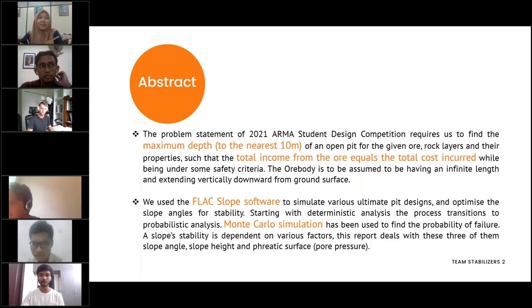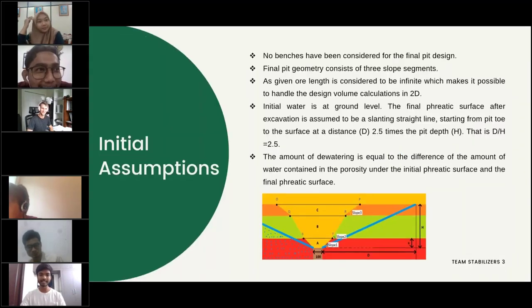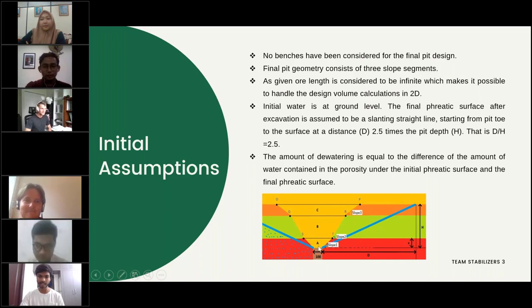The main challenge was to equalize the income from the ore and the total costs incurred. And some other safety criteria were that the FOS should be greater than 1.3 or the probability of failure should be less than 5%. We used a slope stability software, and for the probabilistic analysis, we used Monte Carlo simulation. These are some initial assumptions that we took. We took no benches, and the model that we took had 3 slope segments. And the analysis was completely 2-dimensional.